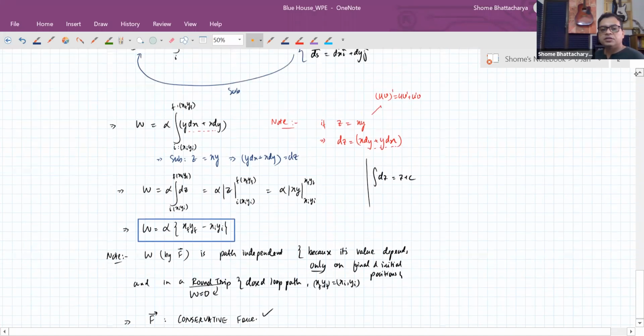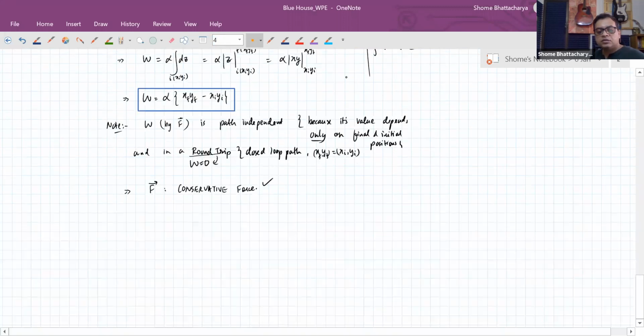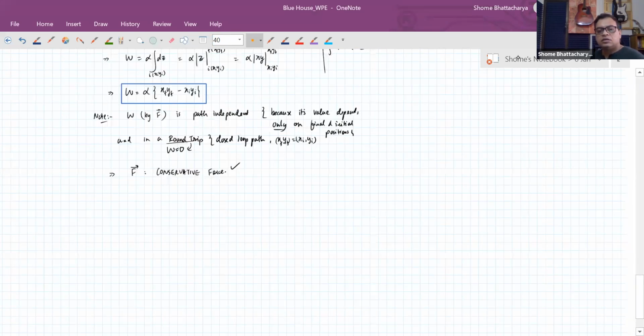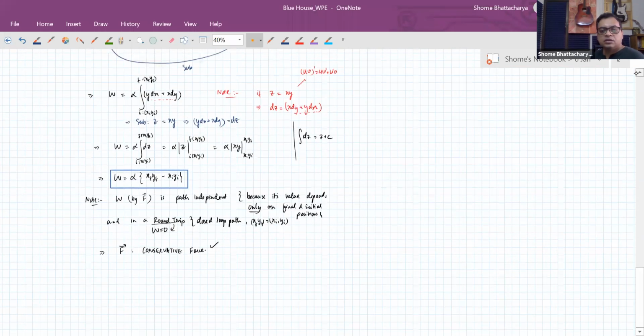So that is the first part. This is how we show that this force is conservative in nature. You just make a quick run through of this. Then we'll come to the potential energy.